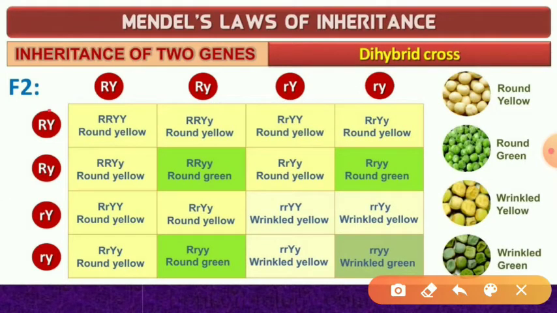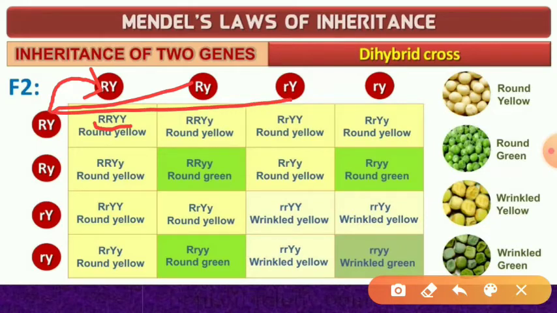Here, capital R crosses with capital R to form capital R, round, then capital Y, yellow. So now the offspring is round yellow. Then what is the next product? Capital R, small r, capital Y, small y, round yellow. Then the third one: capital R, small r, capital Y, round yellow. Then the fourth product: capital R, small r, capital Y, small y, round yellow.